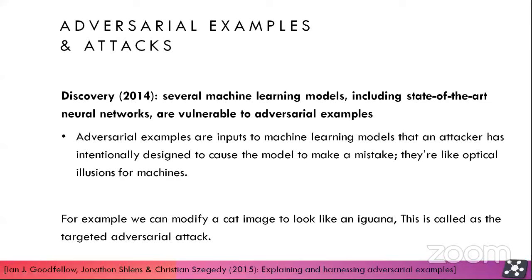So the first thing is adversarial examples. So what are adversarial examples? Basically, adversarial examples are inputs to a machine learning model that are designed to fool your network. They are like optical illusions for the machine. But the thing is, how can we fool a neural network?